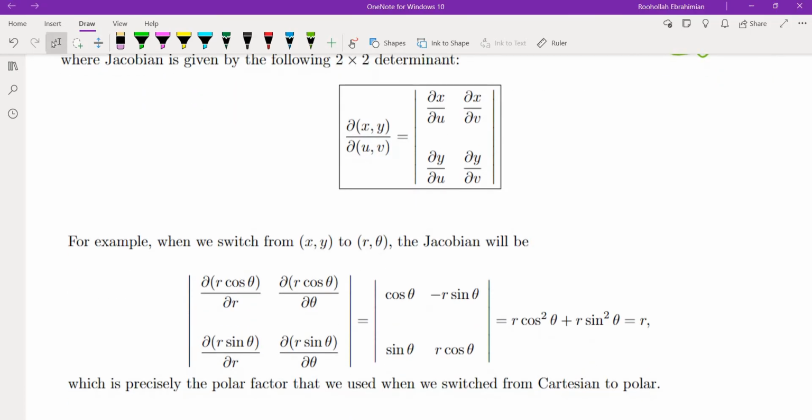Now, what is the Jacobian? It is evaluated by this determinant: partial of x with respect to u, partial of x with respect to v, partial of y with respect to u, and partial of y with respect to v. And then we'll have to evaluate that determinant.